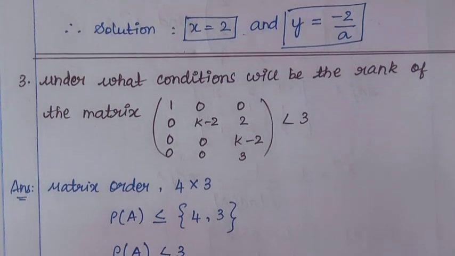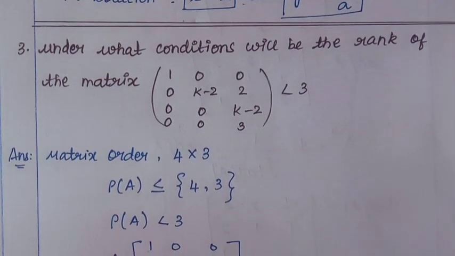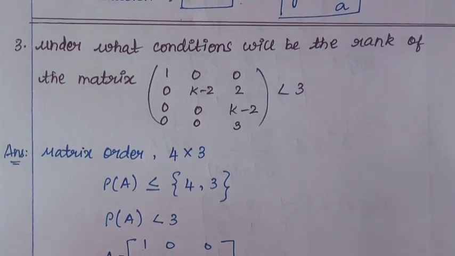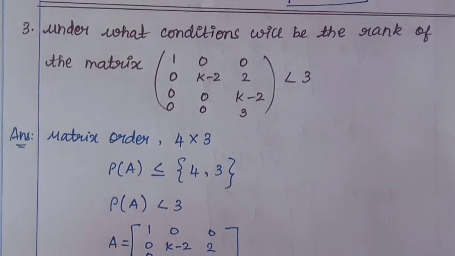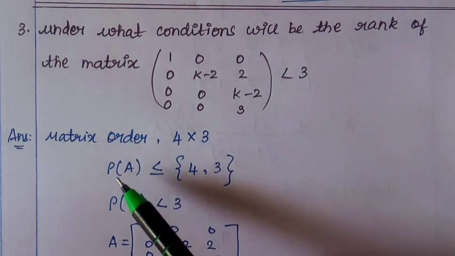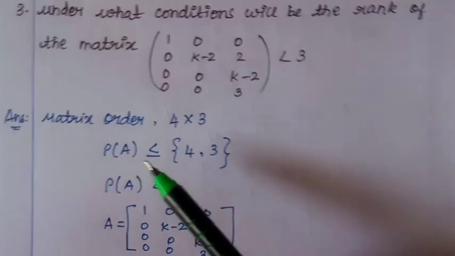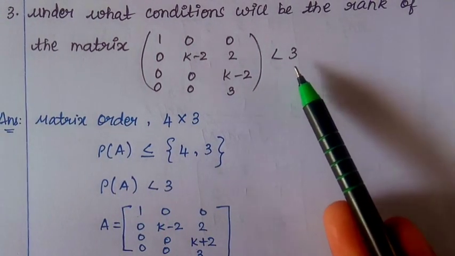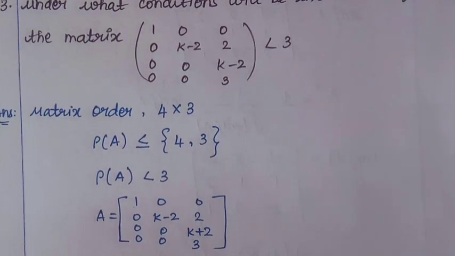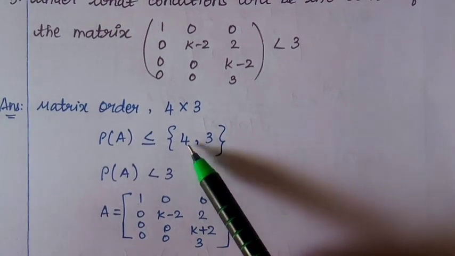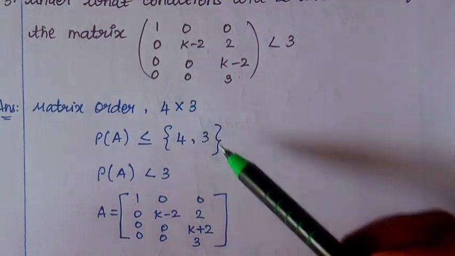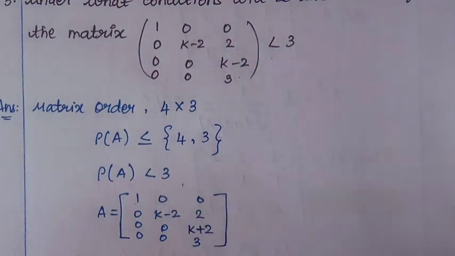Next, the third question. Under what conditions will the rank of the matrix 1 0 0 0, k 2 k minus 2, 2 0 0 k minus 2 0 0 3 be less than 3? The matrix order is 4 cross 3, so rank of A is less than or equal to 4, 3. Rank of A is less than 3. Here they have given less than 3. How does it come to 4? 1 2 3 4 into 3, 1 2 3, so 4 by 3.